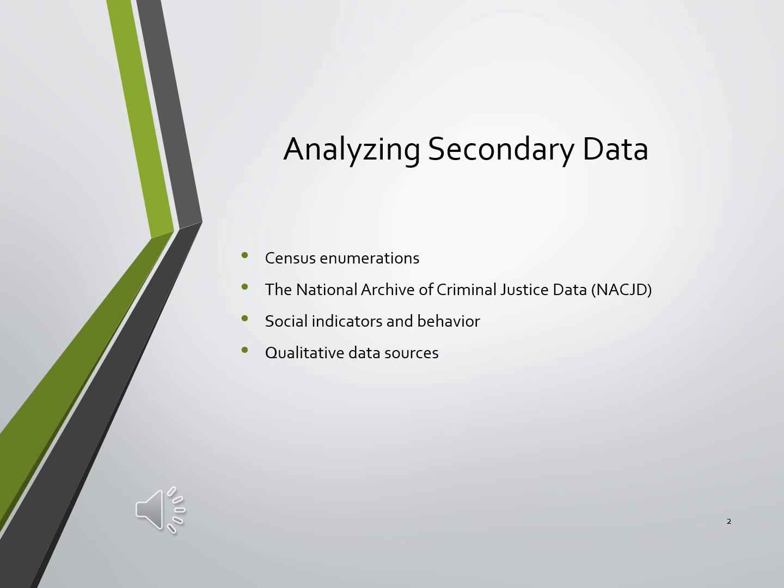Many researchers obtain data through the University of Michigan's Inter-University Consortium for Political and Social Research. The majority of data sets available from ICPSR that are appropriate for crime research include the following: census enumerations, the National Archive of Criminal Justice Data, or NACJD for short, social indicators and behavior, as well as qualitative data sources.